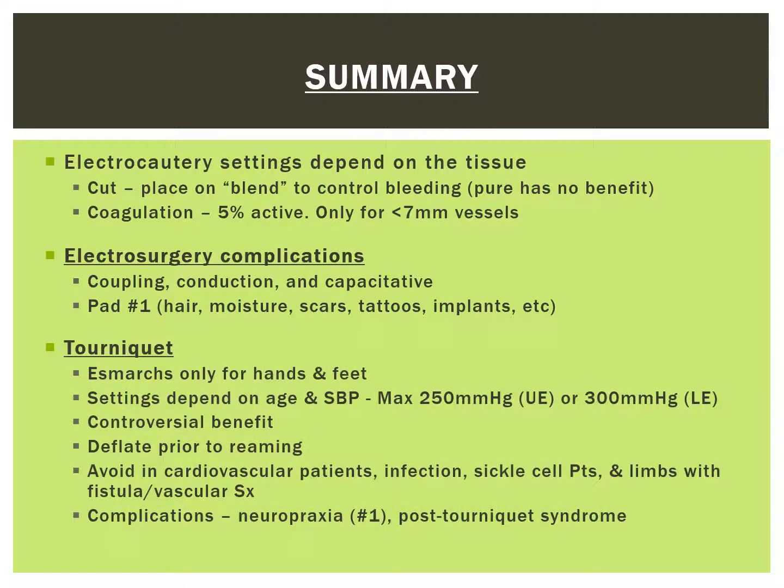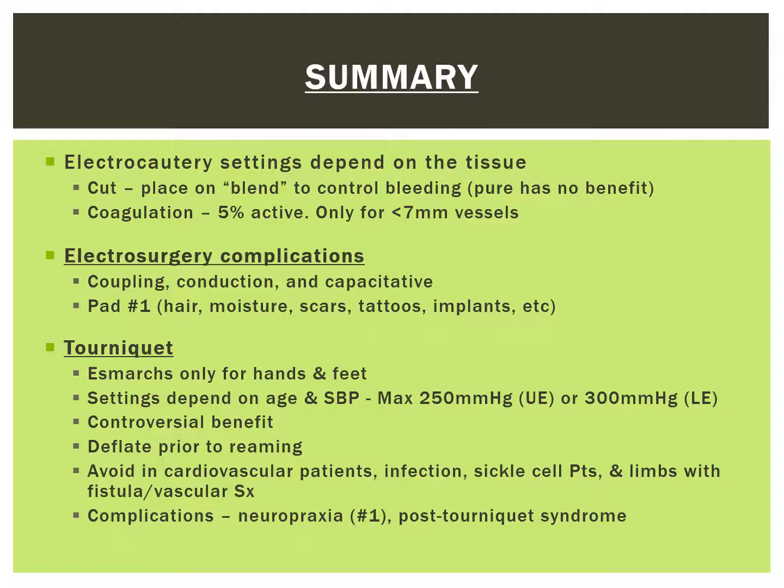In regards to tourniquet use, Esmarch bandages should only be used for hand and foot surgery. Otherwise, they should be removed once the exsanguination is complete. The settings for a pneumatic tourniquet depend on the patient's age and their systolic blood pressure, but should never exceed 250 millimeters mercury for the upper limb or 300 millimeters mercury for the lower limb. There is controversial benefit of using a tourniquet, and several studies have not been able to show any significant difference.